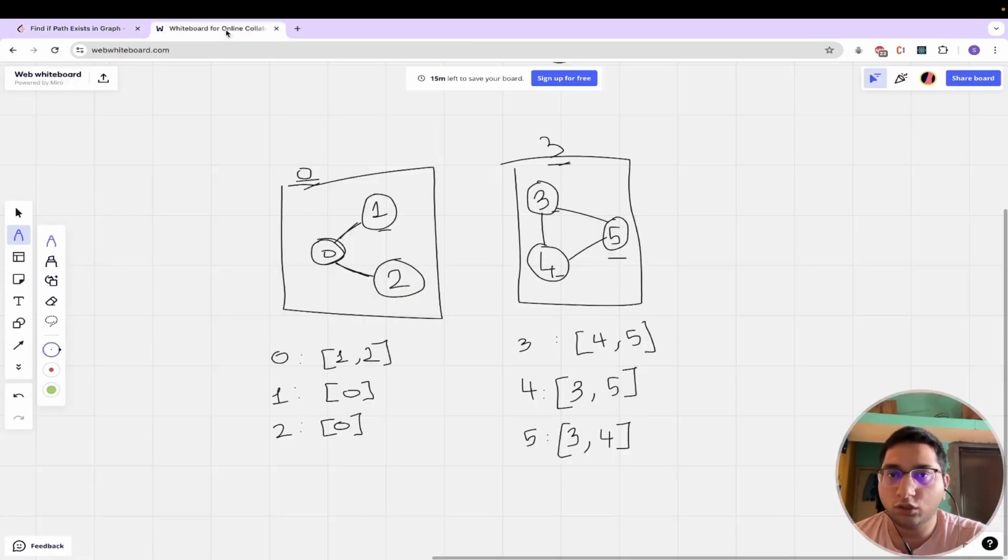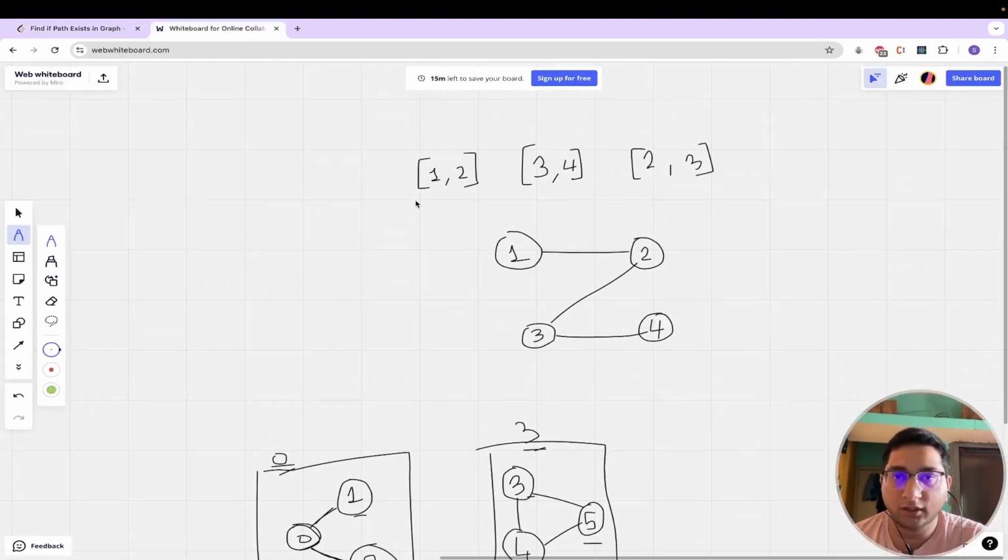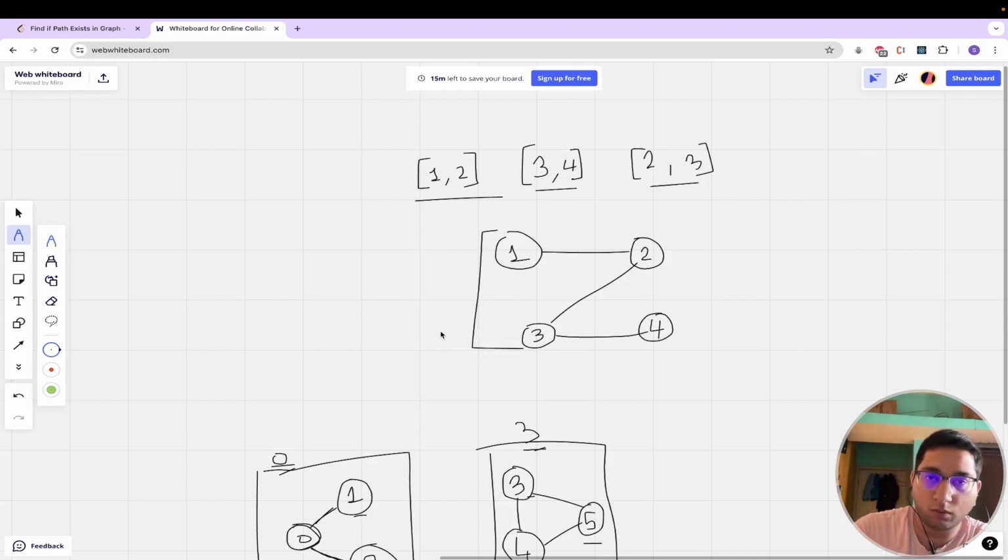Okay, so let's say this is the edge list. And the graph forming over here will be this. Now what I will be doing is, initially 1 and 2 will come, and I have initialized all of their vertex names as their root.